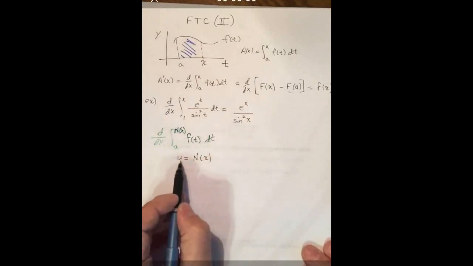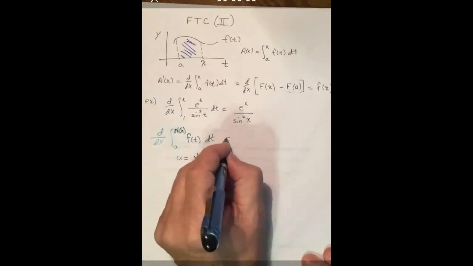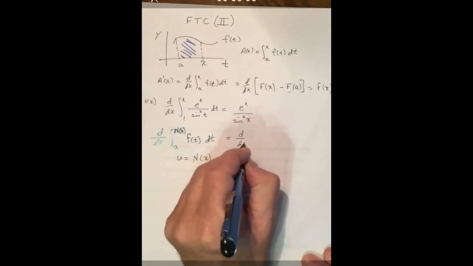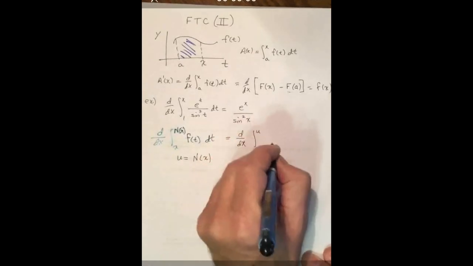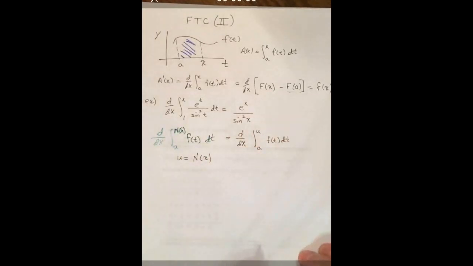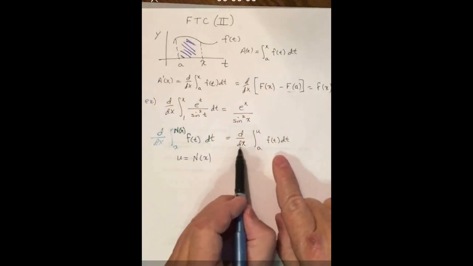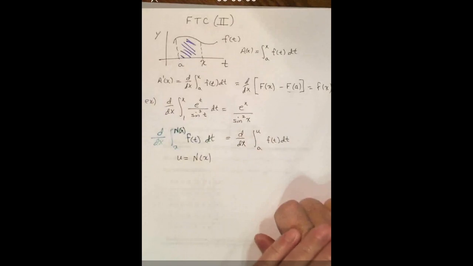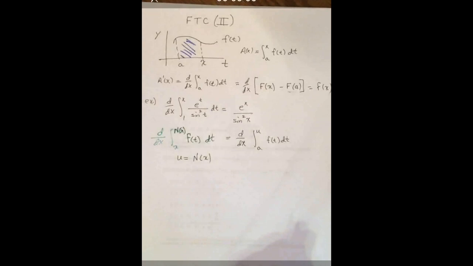Now, there's nothing special about the letter u. You can use whatever letter you wish. But as soon as I do this, that transforms the problem into the integral from a to u of f of t dt. Well, that's better, but see, the problem is this is the differential dx, and this is the letter u. So what we need to do here is the chain rule. We're going to play a little game here.